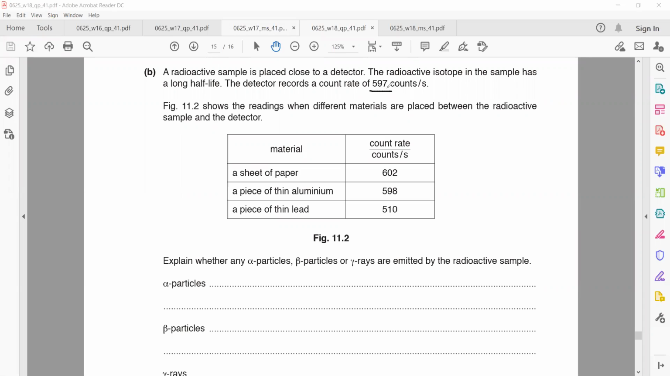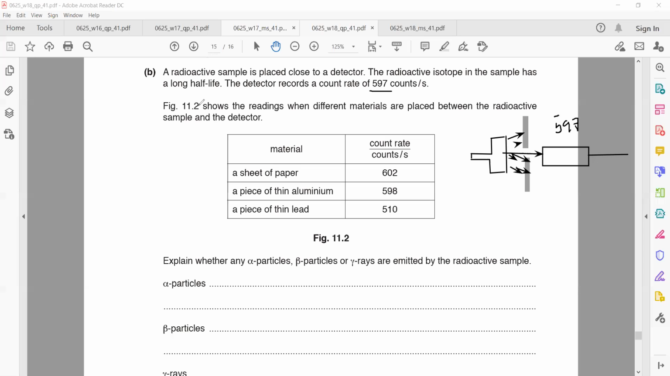So a detector records 597 counts. So we have a detector and a source is placed in front of this detector. Normally we collimate the source. Collimate means we place a thin sheet of lead so that radiation can pass only in one direction. So the counts recorded by the detector are 597.